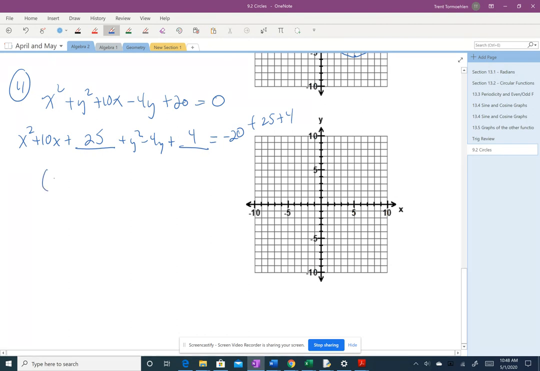So when we simplify, we factor. This is x plus 5 squared, as we intended it to be. y minus 2 squared equals 9. And so now we've got it in a form where we can go through and graph it by saying that the center is -5, 2, radius 3, because the square root of 9 is 3, and it looks something like this. So you've got to be able to go through and complete the square to solve these.